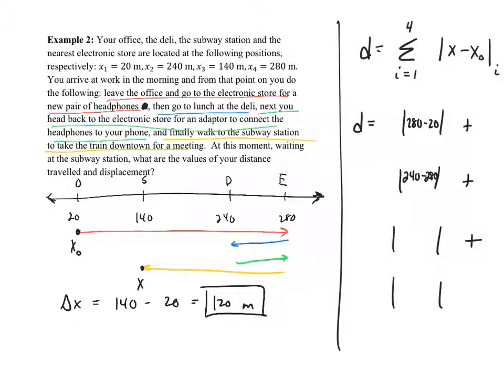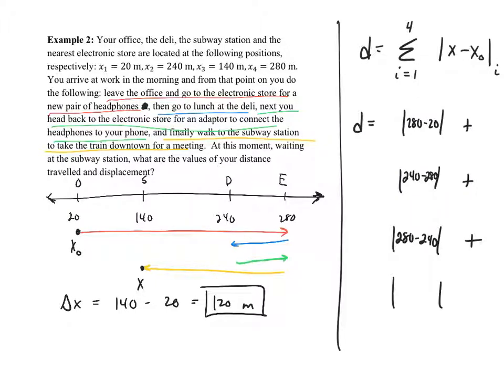Okay? The third vector along the green path, Jackie? 280 minus 240. Yeah. This is the opposite of that one. Very good. 280 minus 240. Because my initial is 240, my final is 280. Final minus initial, 280 minus 240.